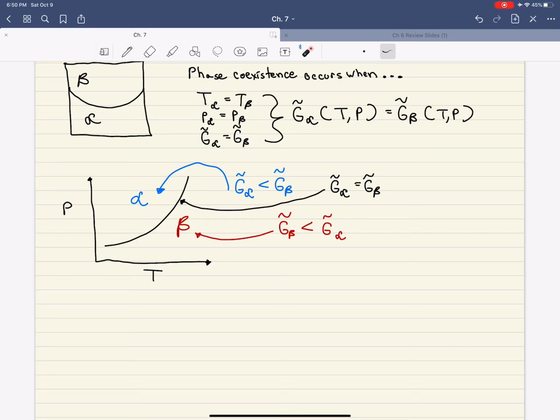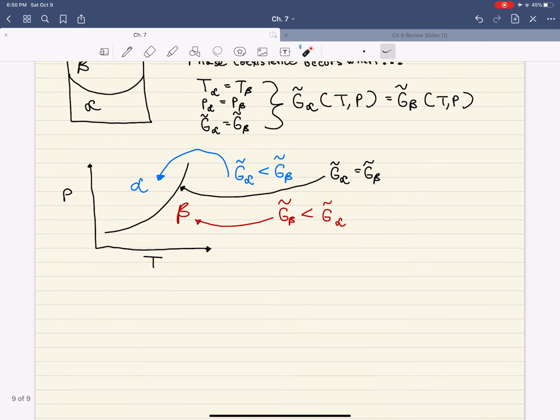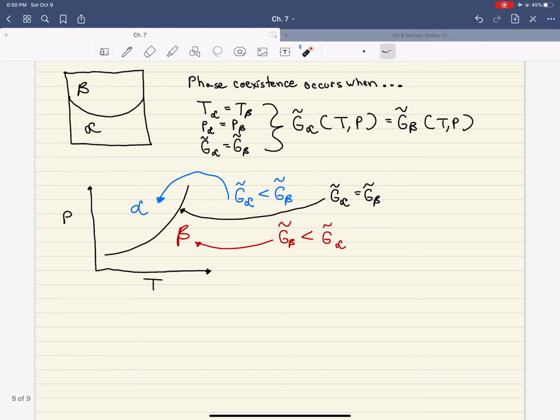That's what all that math we went through means, and that's why it's very useful to visualize all this using a phase diagram, because it communicates all this information in a very compact form. Now, I've kept this discussion general. I've just said G alpha and G beta.